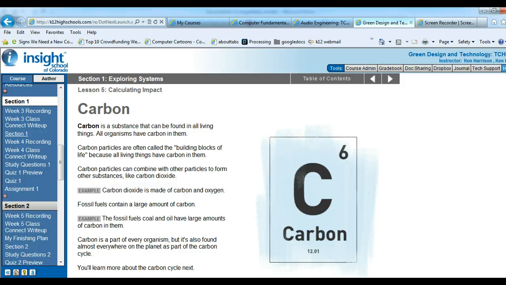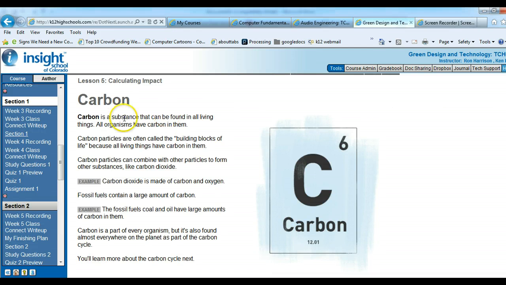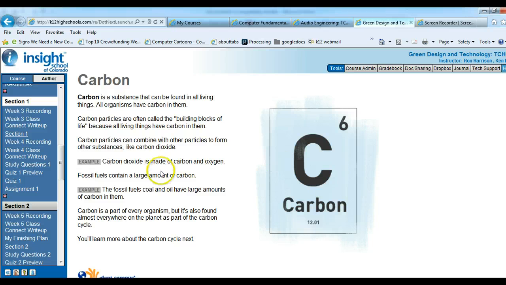Now you have what's called a carbon footprint. So carbon, of course we know what carbon is. All organisms have carbon in them. Carbon is the building block of life. Without carbon there is no life. Carbon, of course, has particles, and carbon dioxide, meaning carbon and oxygen, are all parts of this.